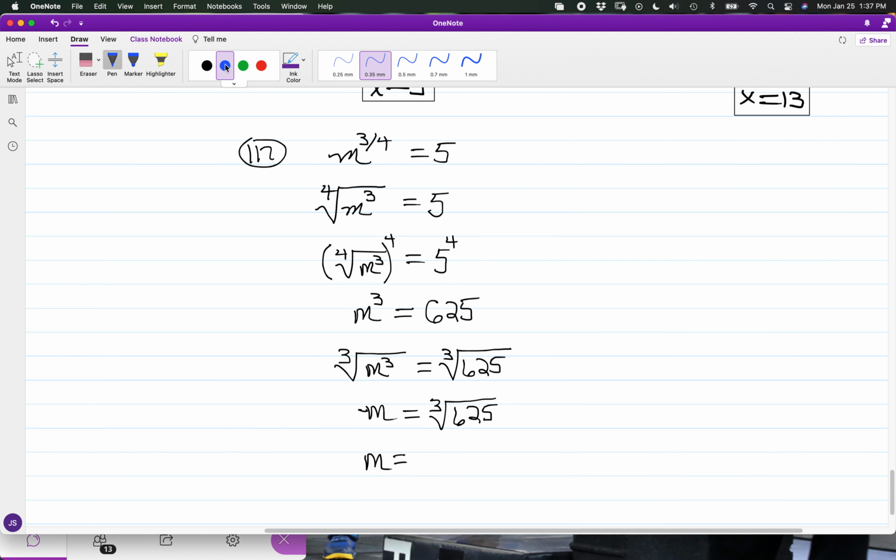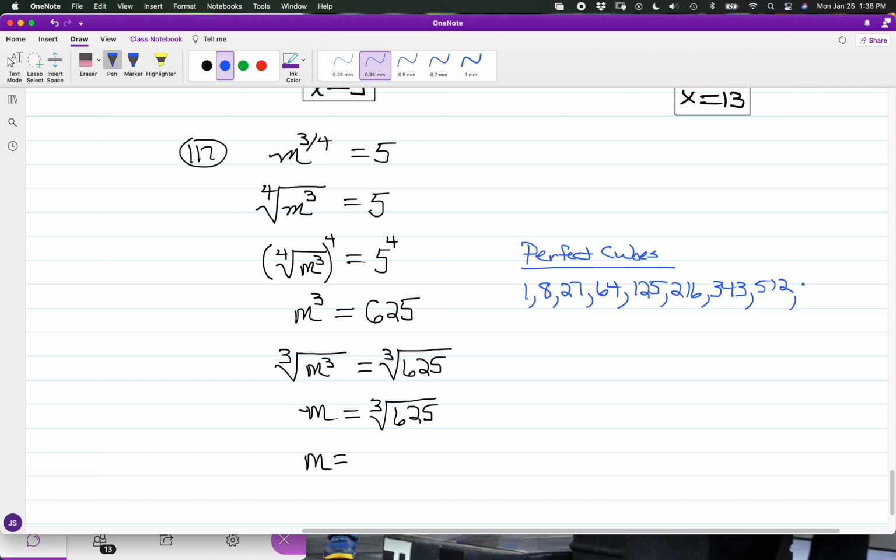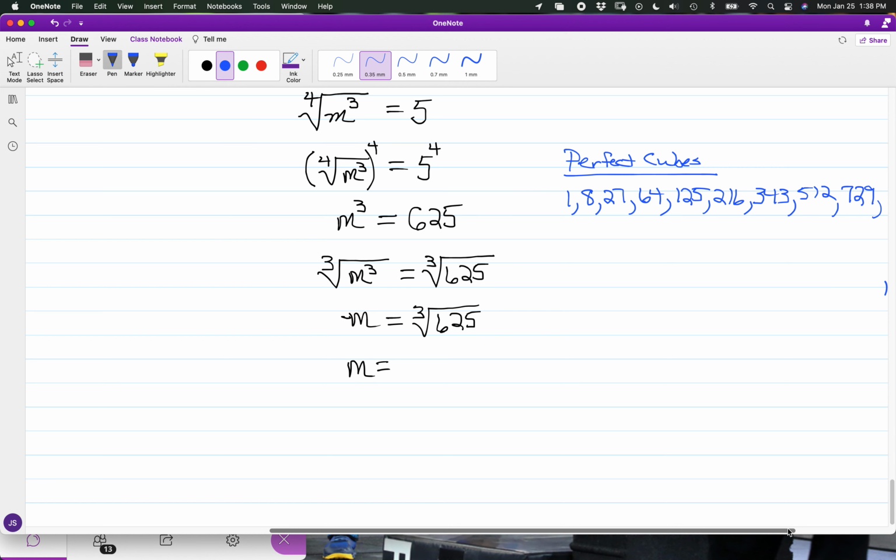And just to show you what we have in the perfect cubes: 1 to the 3rd is 1, 2 cubed is 8, 3 cubed is 27, 4 cubed is 64, 5 cubed is 125. We have 6 cubed, 7 cubed, and 8 cubed, 8 times itself, becomes 512. And 9, which we have dealt with, in its cube is 729. And for 10 to the 3rd, that's going to be 1,000.